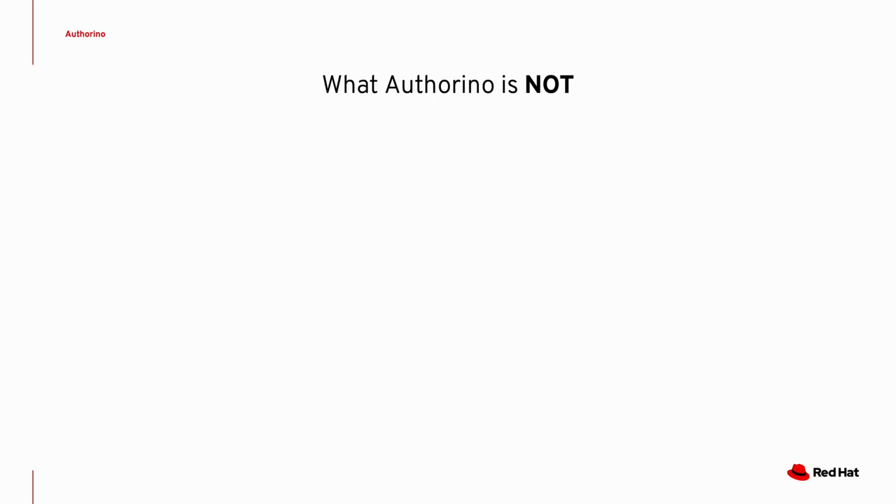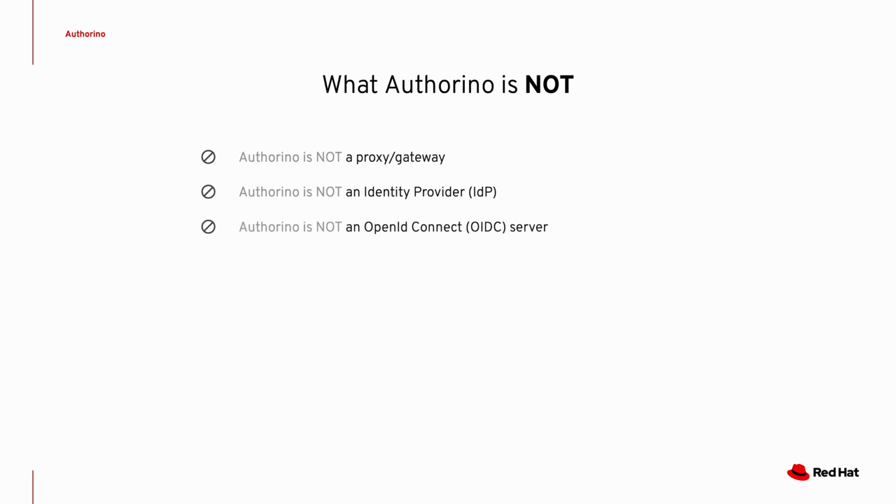And what about what Authorino is not? So Authorino is not a proxy nor a gateway. Envoy is a proxy. Istio has a gateway. Authorino is not an identity provider either. It knows nothing about users. It stores no data about user identities. It's not an OpenID Connect server. It's not an OIDC authenticator. Authorino is not an OAuth 2 client, or even less an OAuth server.